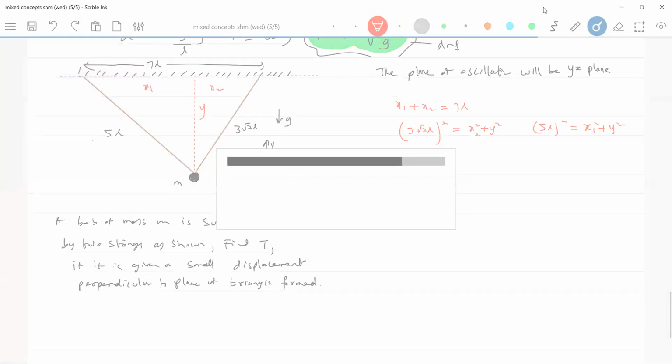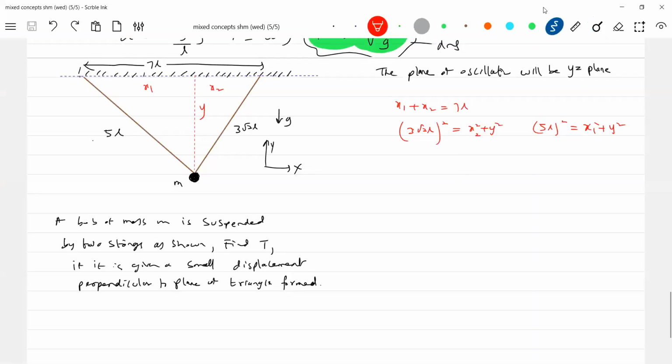Okay, now how to get x1 and x2? I think by solving these two. So first, let me equate this one. This will be 18 L square equal to x2 square plus y square, and 25 L square equal to x1 square plus y square. Equating these two will get x2, x1. Then we have one more. Solving this will get the expression for y. Anybody the value of y? y equal to 3L. Okay, very good. Yeah, y equal to 3L. So what is the time period?